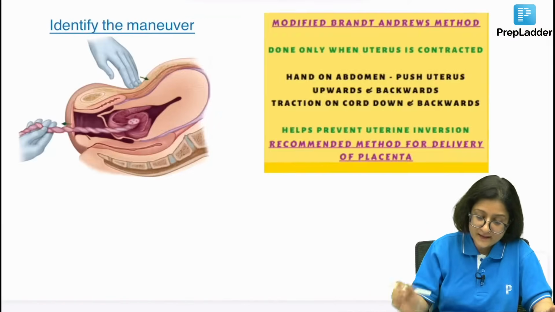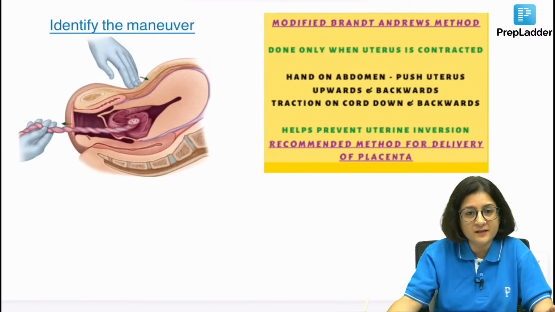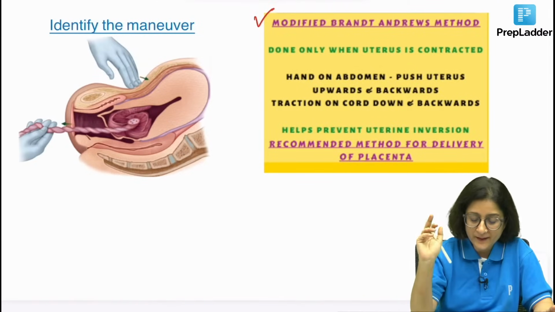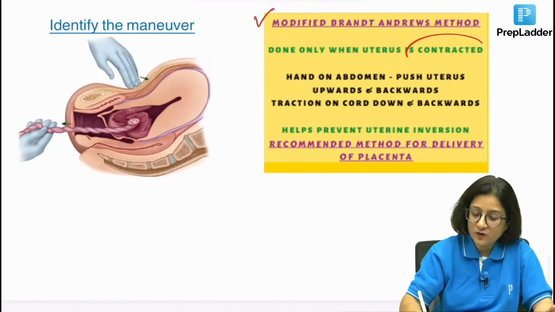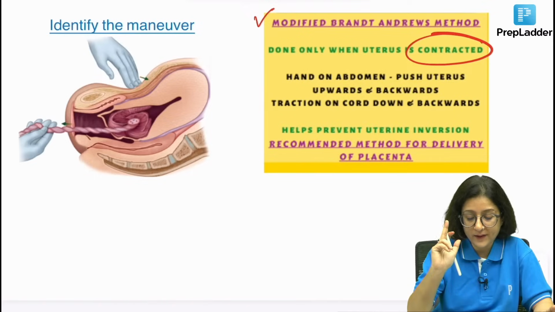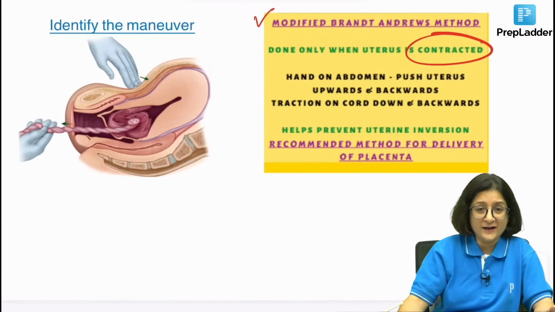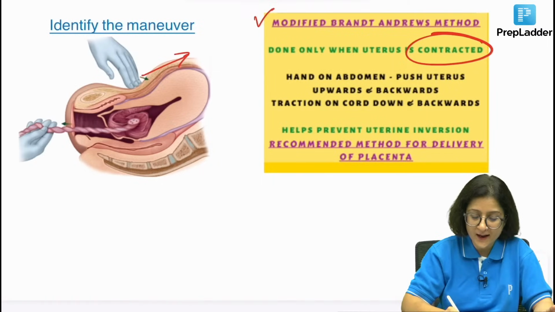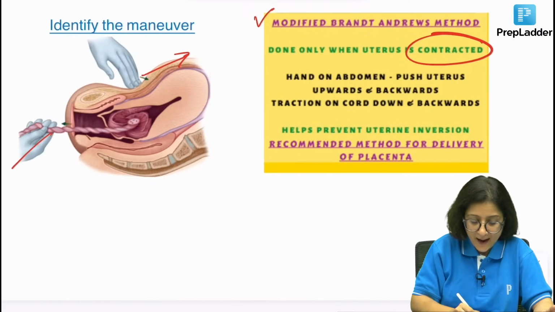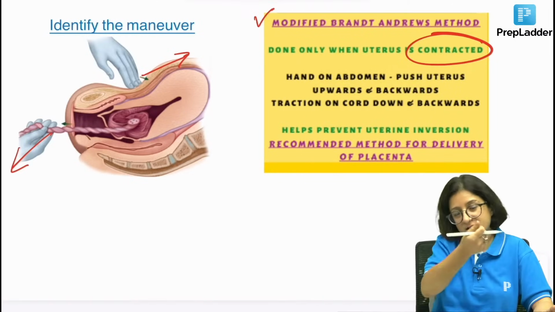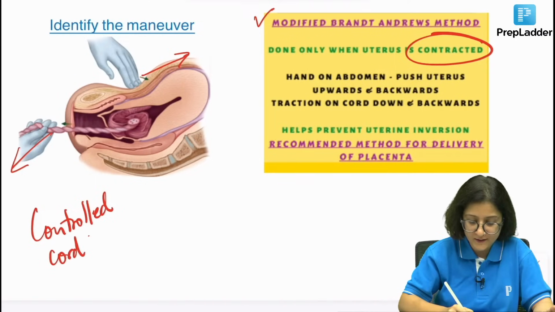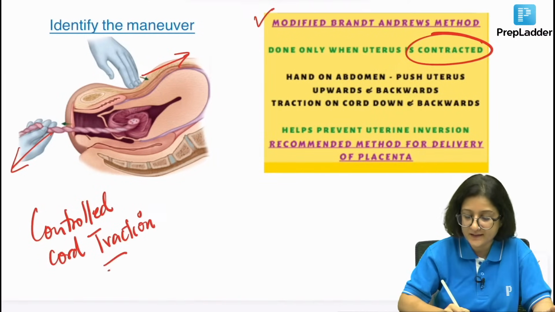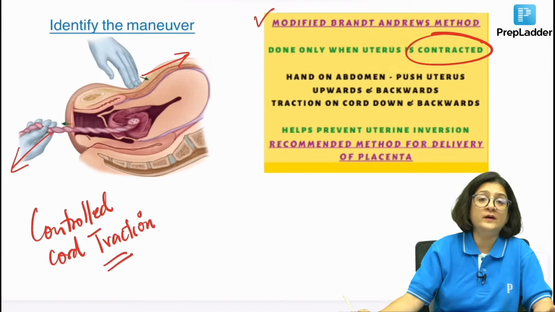Okay. Next image, identify the maneuver. Pointers regarding the maneuver already given to you. This is also called the modified Brandt-Andrews method, right? And this is a maneuver that we do to deliver the placenta. It is only done when the uterus is contracted. That is also an important pointer. So this is controlled cord traction. The traction is applied in two directions. One is upwards towards the umbilicus right here, and downwards and forwards, right? That is the traction on the cord. So this is controlled cord traction. And yes, this is part of AMTSL also, right? It has to be performed only by trained personnel.